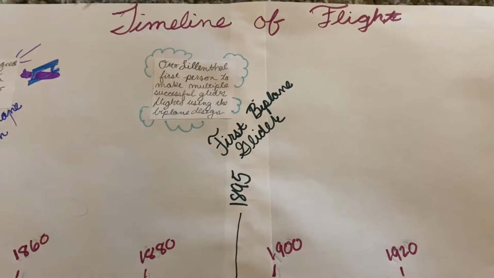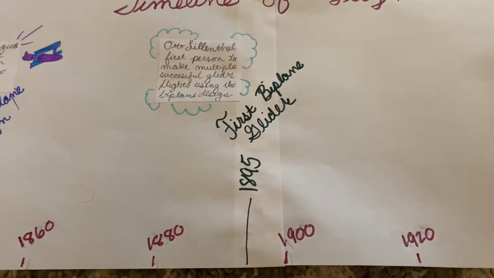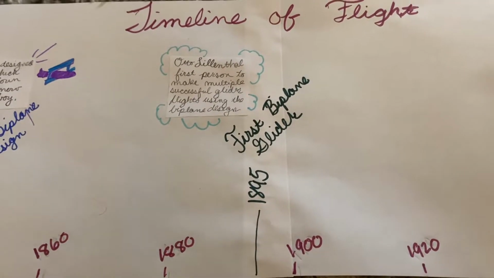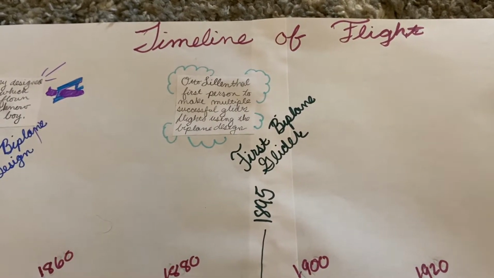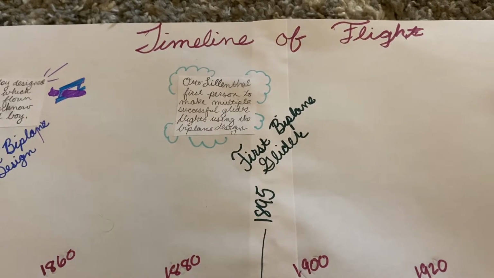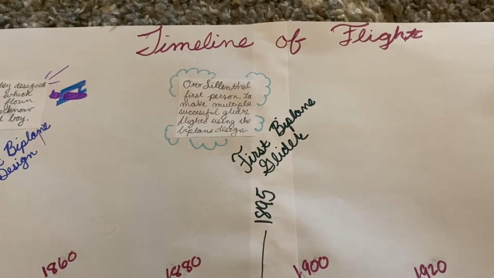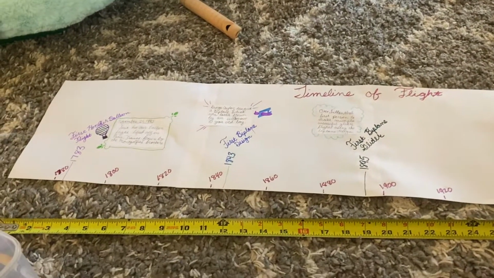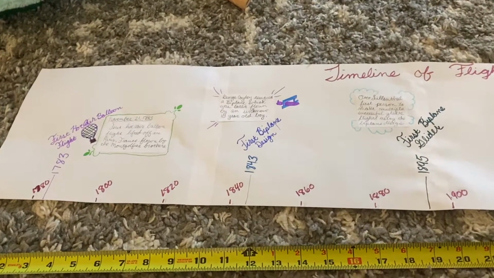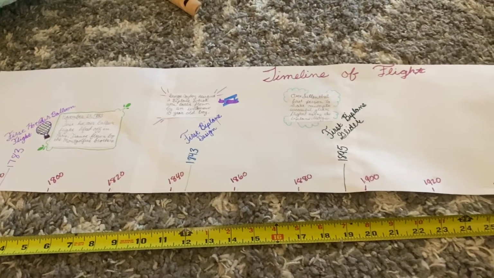Okay, and here's the next little part of my timeline. In 1895, the first biplane gliders were used. So this guy named Otto Lilienthal was the first person to make multiple successful glider flights using the biplane design for gliders. So as you can see, I'm just slowly adding my information to my timeline.